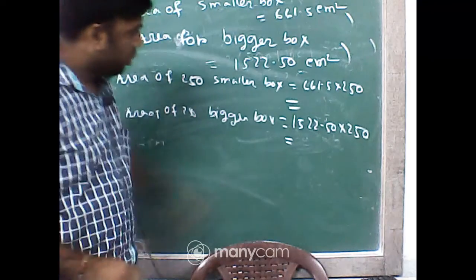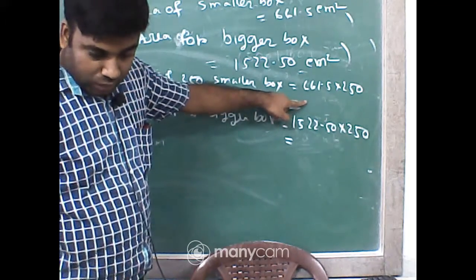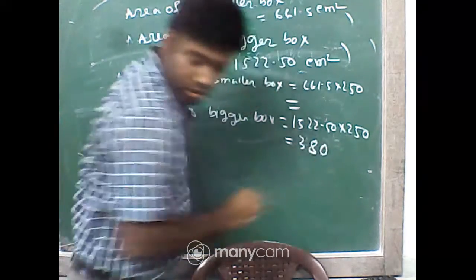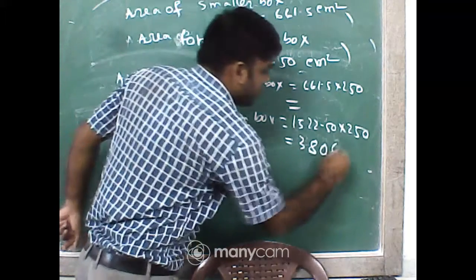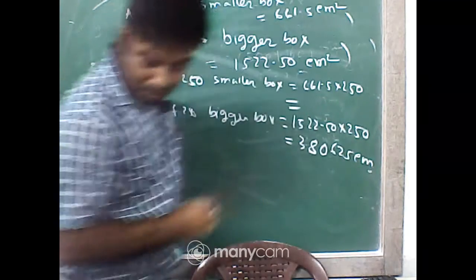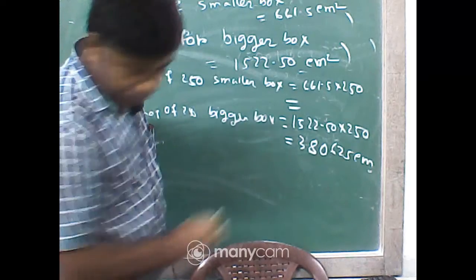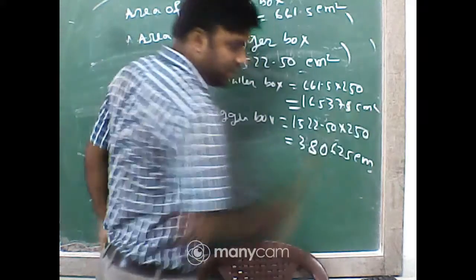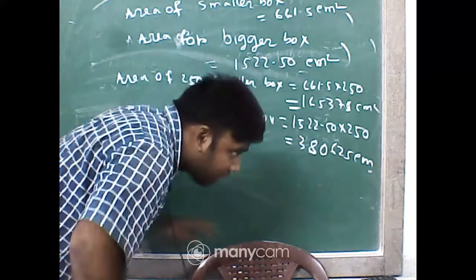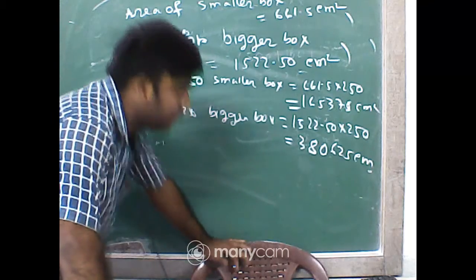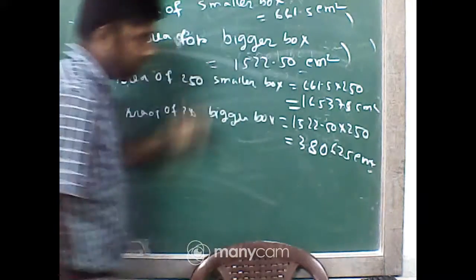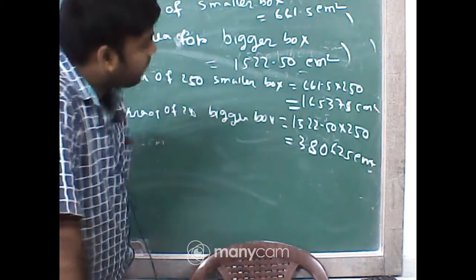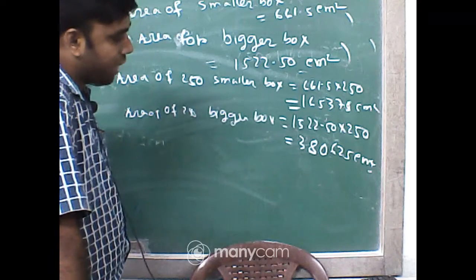Tell me quickly. First amount, 380625 centimeter square, and for the smaller box it is 165375 centimeter square. Got it? Is it right? Okay, Rajana, 380625, yes, centimeter square. Quickly check it. 165375 and 380625, these two are right or wrong? Check it quickly.